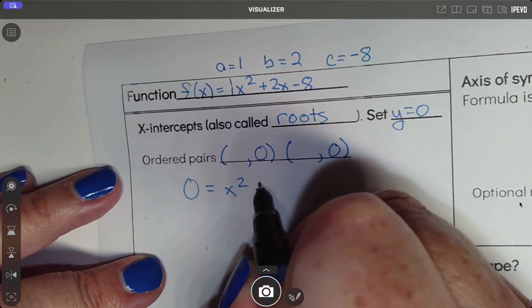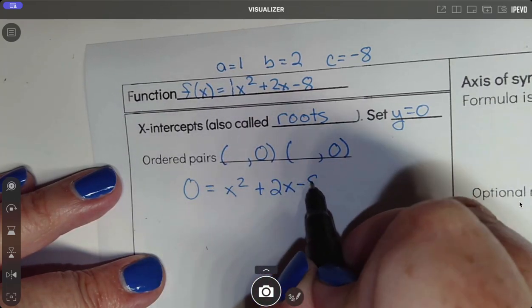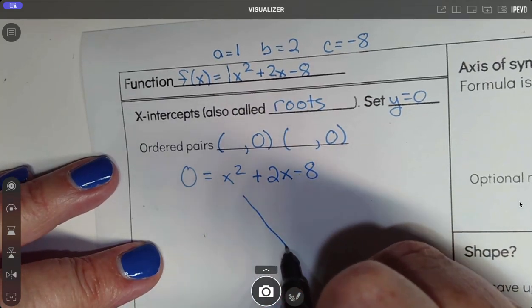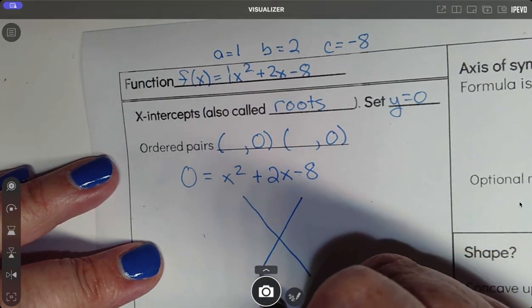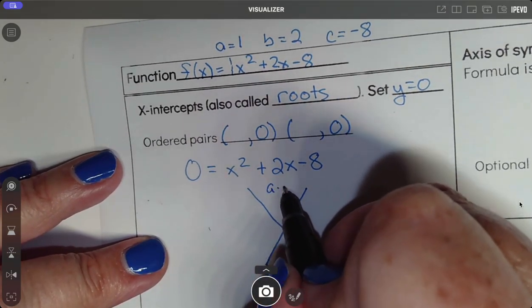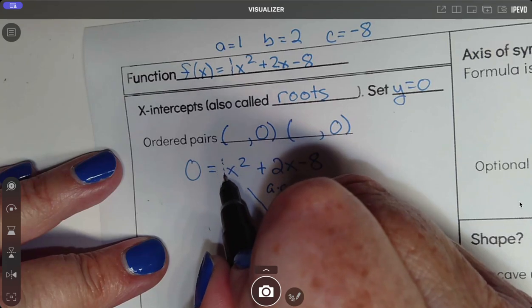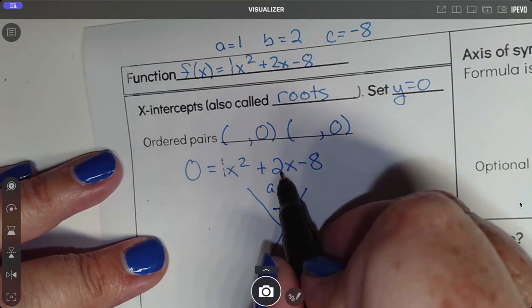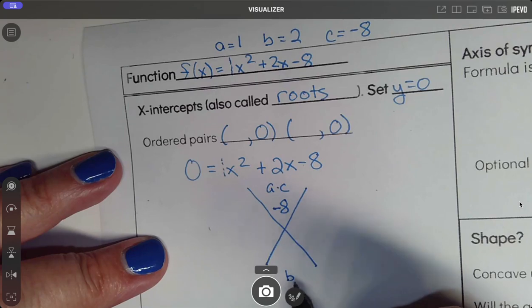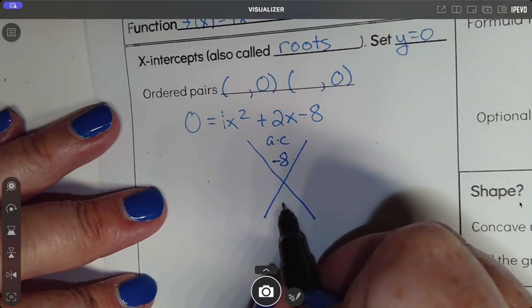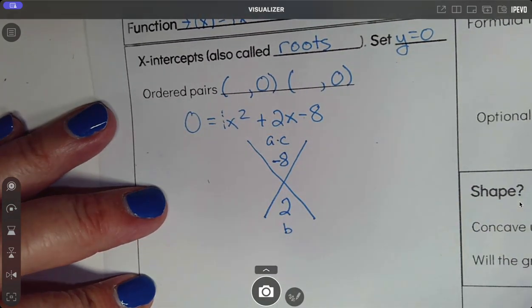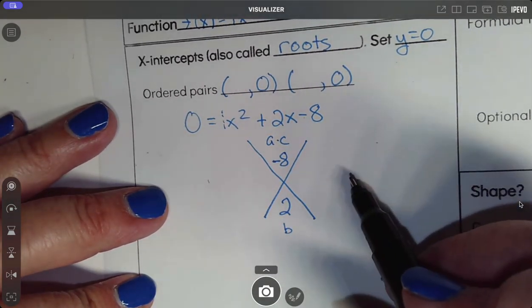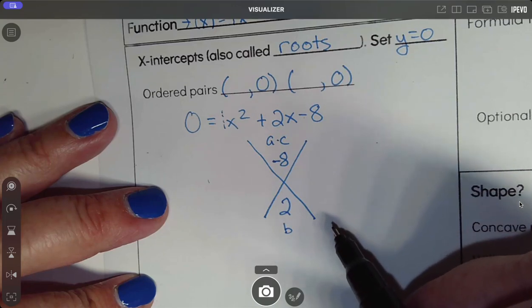Now, if you have a standard form quadratic and you want to find the x-intercepts, you set it equal to 0, and then what we often use is big X and factoring. So that's what we're going to use on this template. The top of big X is a times c, so that would be this invisible 1 times negative 8, so negative 8 on top. On the bottom, we're going to put b for bottom, so that's our 2.